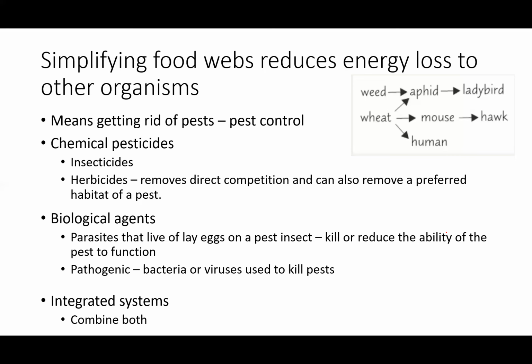But another biological agent we can use is pathogenic disease-causing bacteria or viruses, and these can be used to kill pests. So for example, the bacterium Bacillus thuringiensis produces a toxin that kills a wide range of caterpillars. And actually what often happens is farmers can use an integrated system, and that combines both chemical and biological methods. This combined effect of using both can reduce pest numbers even more than either method alone, meaning that the net primary production is increased even more.